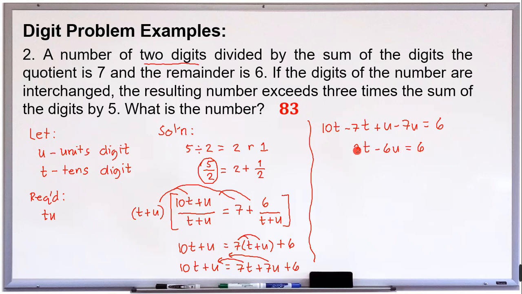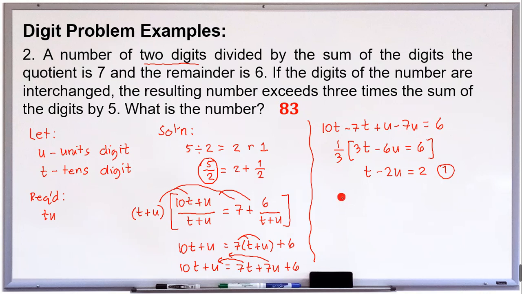Now 3 is a common factor to each of the terms in the equation, so I guess we can multiply both sides by 1/3. So we have t minus, so 1/3 times 6, that would be 2u is equal to 2. So this will be our equation 1.